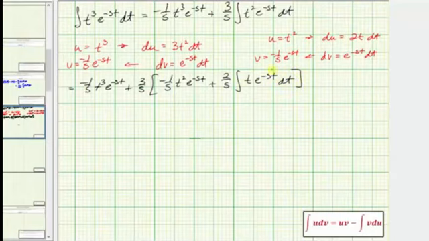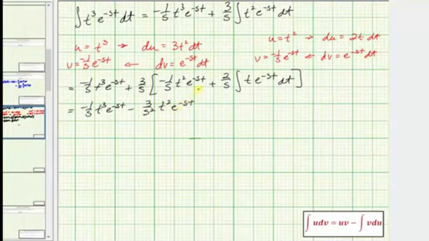Before we integrate here though, let's distribute the 3 divided by s to keep things more organized. So the first term stays the same. Then we'll have minus 3 divided by s squared, t squared, e to the negative st. Then we'll have plus 6 divided by s squared times the integral of t e to the negative st dt.